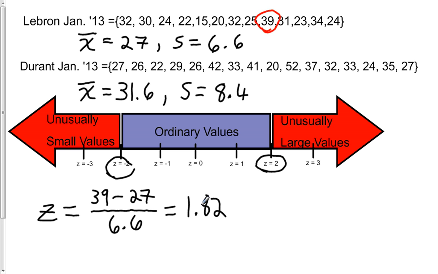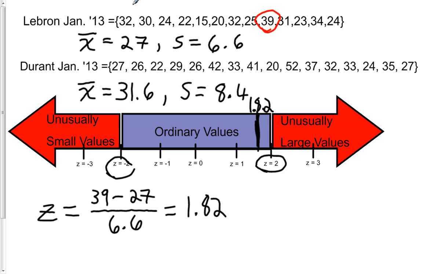So based on this scale that I have above here, 1.82 falls somewhere in here. It's an ordinary value. So it's not unusual for LeBron James to score 39 points in that month. It wasn't an unusual situation.